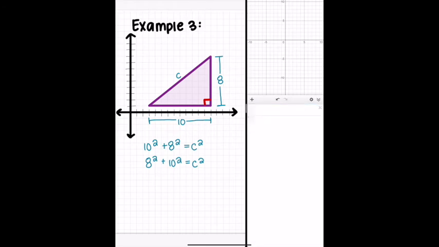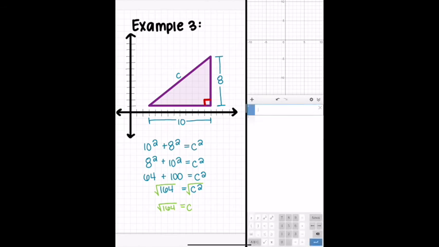All right, so 8 squared is 64. 10 squared is 100. So that's 164 equals c squared. And we're going to take the square root on both sides. So that's the square root of 164 equals c. To approximate that, the square root of 164 is about 12.8, excuse me.